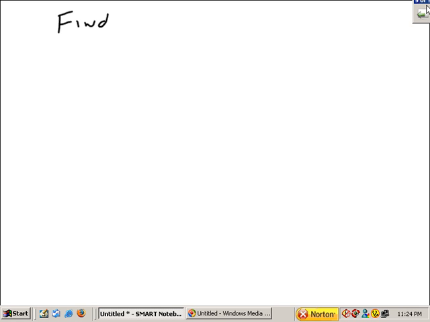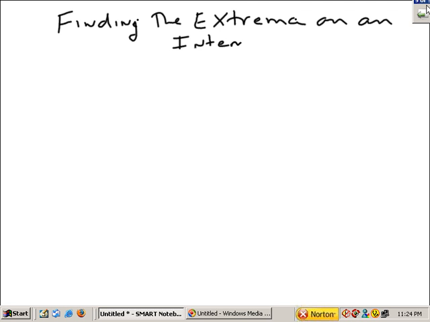Entitled Finding the Extrema on an Interval. Extrema, I guess, is the plural of extreme. We want to find the extreme values on an interval.